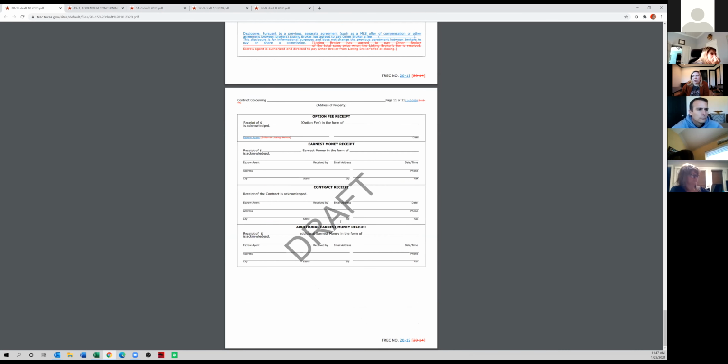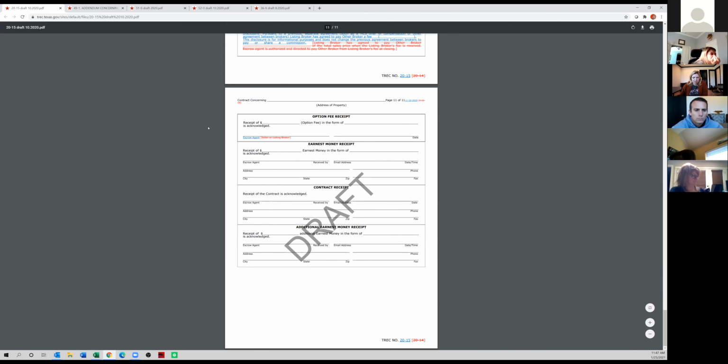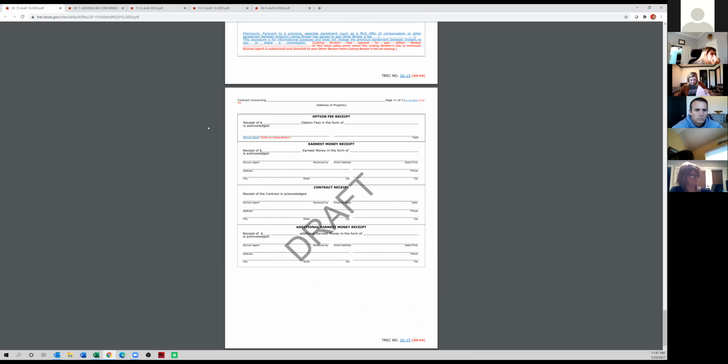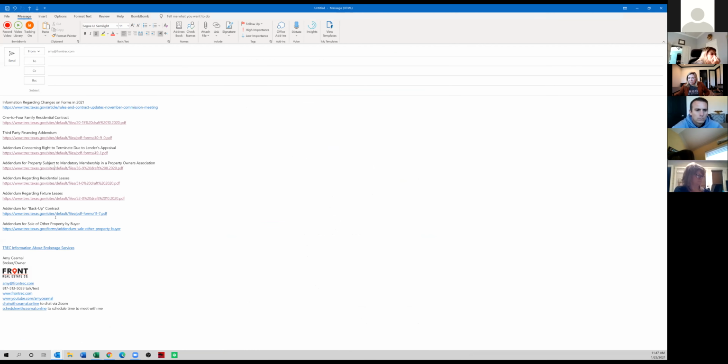And then they just changed the option fee receipt to be done by the escrow agent instead of by the seller. Okay, let me just see if there were any other forms that we needed to go over. I was going to go over the backup contract and the addendum for sale of other property real quick, since those are always complicated, unless y'all want to talk about any of the other provisions or new parts or anything that you're confused about first.